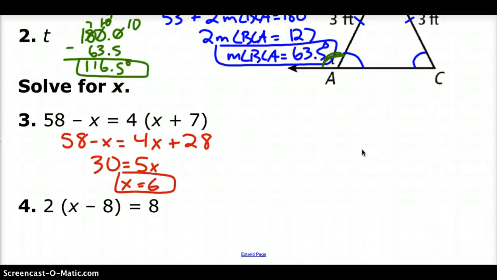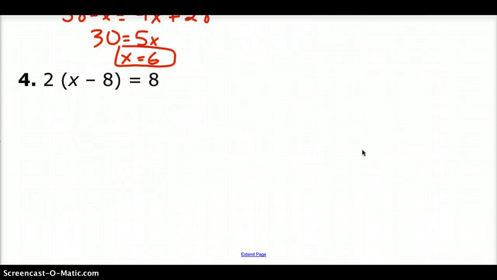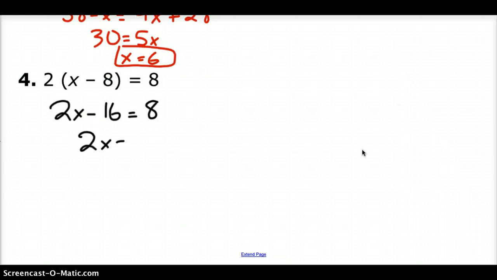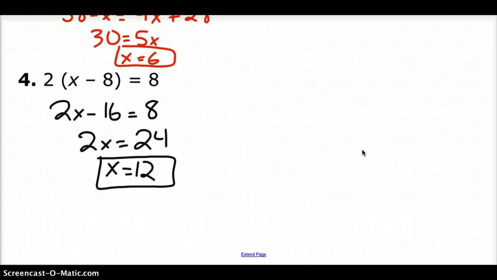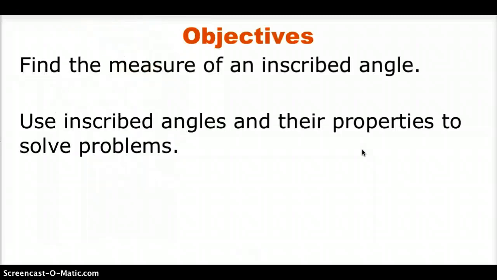Looking at one last one on the very bottom here. I have to distribute first, so I get 2x minus 16 equals 8. I would then add 16 to both sides to get 2x equals 24, and then divide to get x equals 12. So this solving equations review might be a good little reminder for some of you moving forward. Let's take a look at what we're going to talk about today.